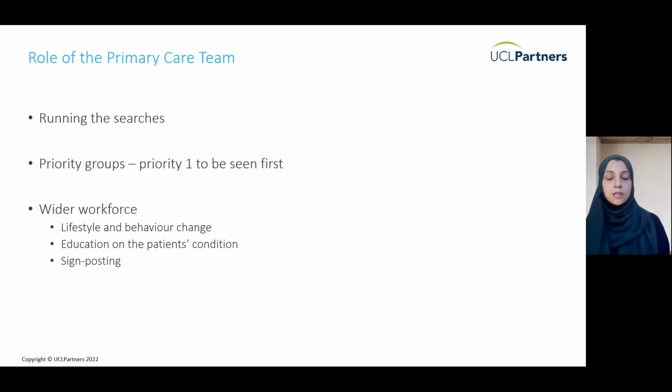In addition to the clinical appointment, all patients need support with education, self-management, and behavior change, and signposting to resources, which can be provided by staff such as healthcare assistants. Teams can decide whether they would like their healthcare assistants to contact the patients identified in the priority 1 group first or in other groups.